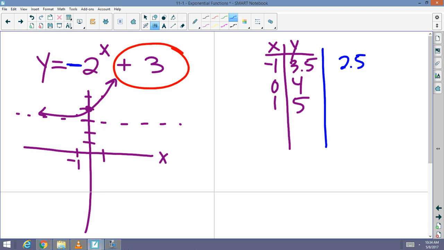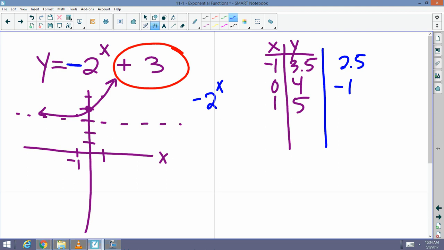If I had negative 2 raised to the 0 power, that'd be negative 1, right? Because when I have negative 2 to the 0 power, remember, who's being affected by that x? The 2, not the negative. So this would be negative 1, and negative 1 plus 3 would be 2. Wait. No, the answer would be negative 1. Yeah, negative 1. Thank you.